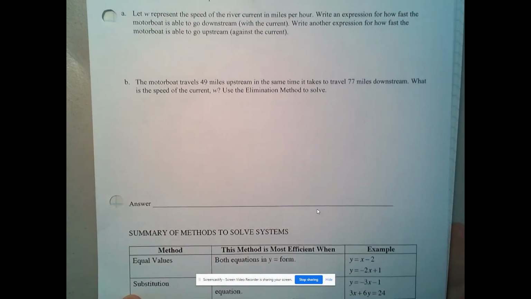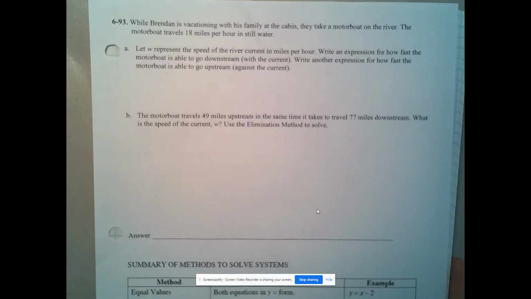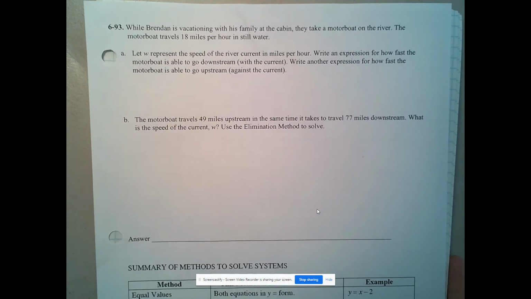All right. Now, this is another one where we had talked before about using distance equals rate times time, that it was going to come back. And in this case, we are talking about the current of a river. So the idea of traveling upstream versus traveling downstream.